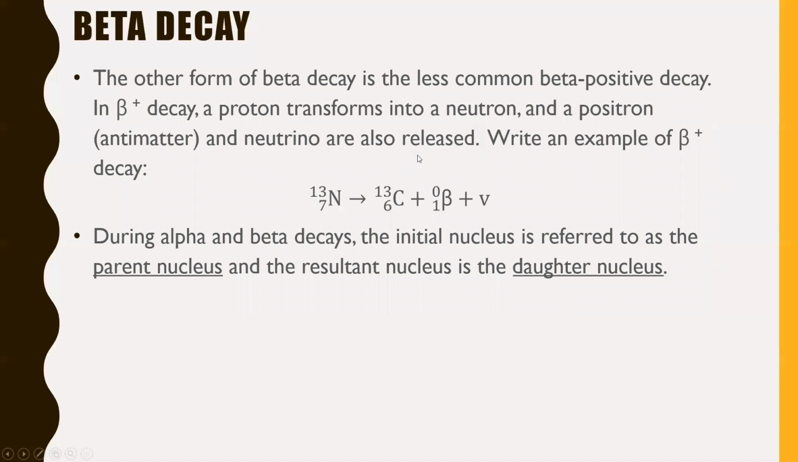Now, the other form of beta decay is the less common beta positive decay. And this one, if you thought beta negative decay was weird, buckle up on this one. In beta positive decay, a proton transforms into a neutron. So it goes the other way around. And something called a positron, which is actually a form of antimatter, and a neutrino, which is just a form of normal matter, are also released. Write an example of beta positive decay.